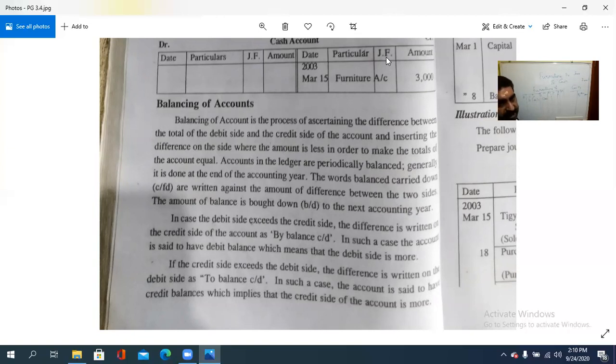In case the debit side exceeds the credit side, the difference is written on the credit side of the account as by balance carry down. And in such a case, the account is said to have a debit balance. That means the debit side is more. If the credit side exceeds the debit side, the difference is written on the debit side to balance carried down. In such a case, the account is said to have a credit balance, which implies that the credit side of the account is more.